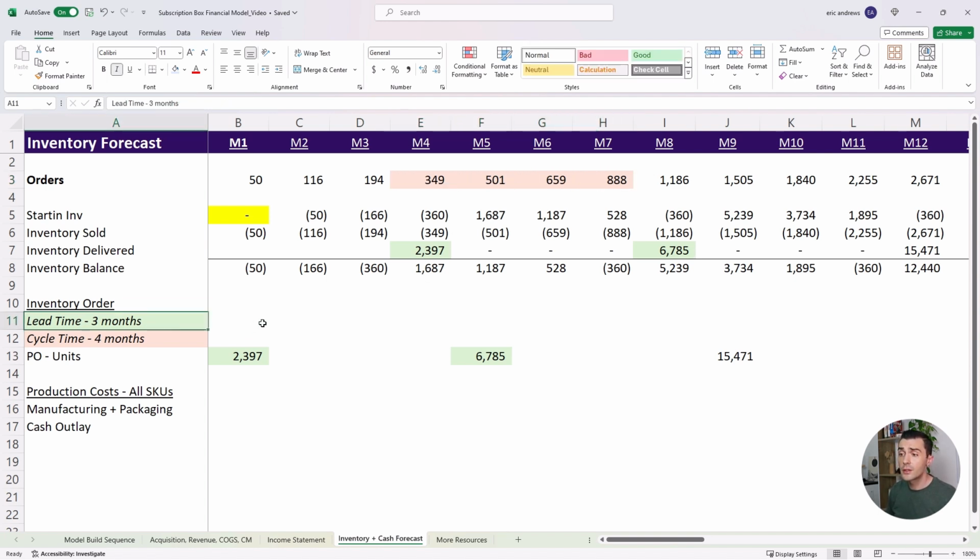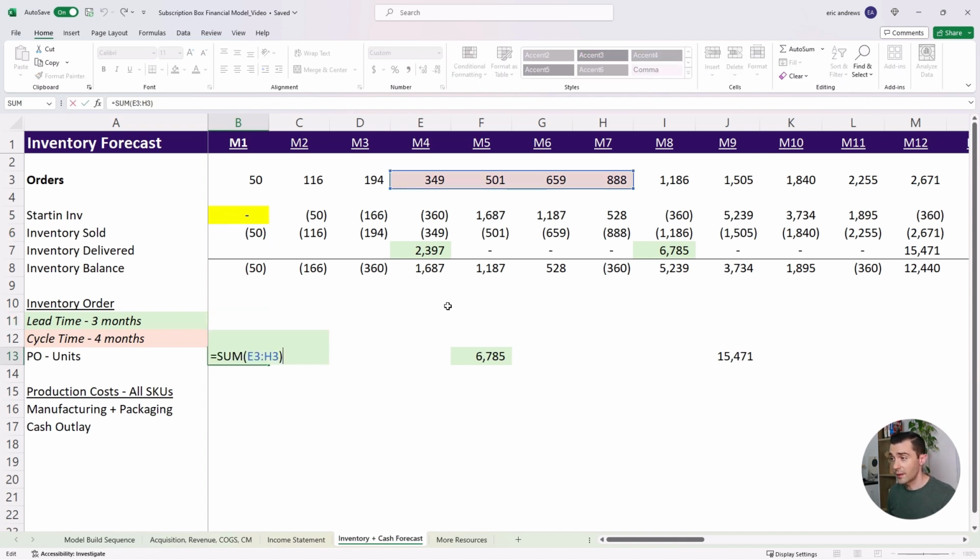Now, there are two things that we need to be thinking about. First off, you have a lead time. When you go and order inventory, there's usually a lead time of at least a couple months from when you order it to when you can get it to your fulfillment center. Then after that, there's a certain amount of time that you cycle through the inventory. We're saying that's 4 months for our business. Lead time is 3 months. Cycle time is 4 months. So this is really important.